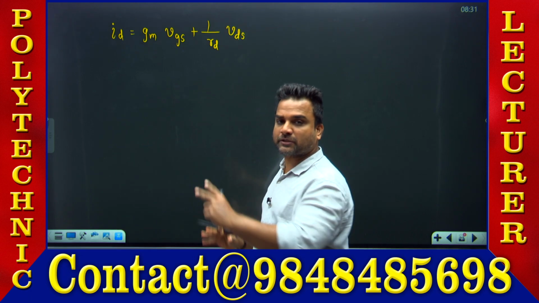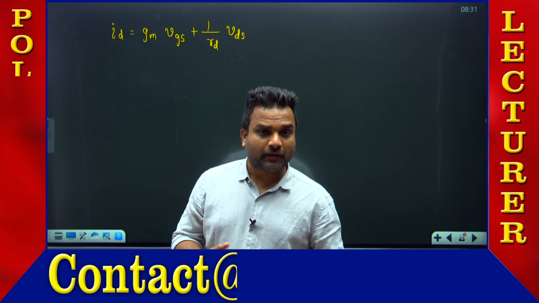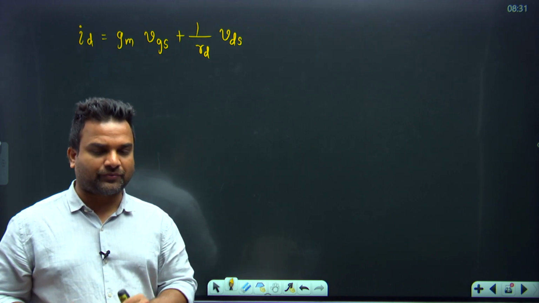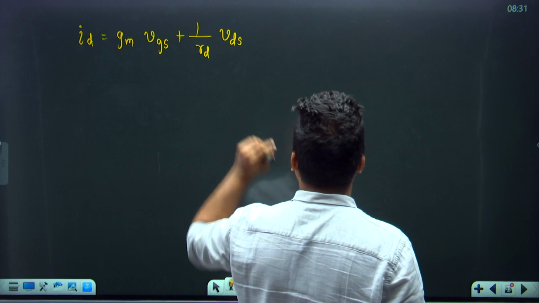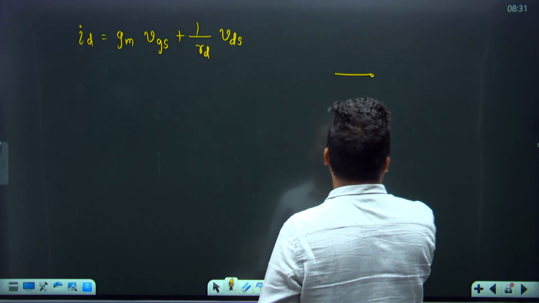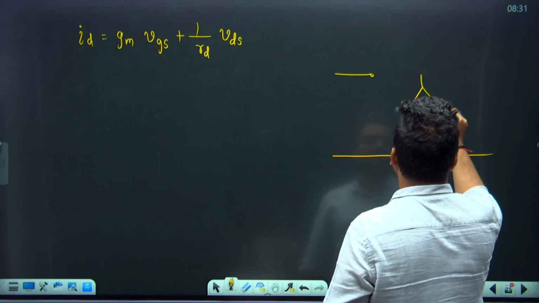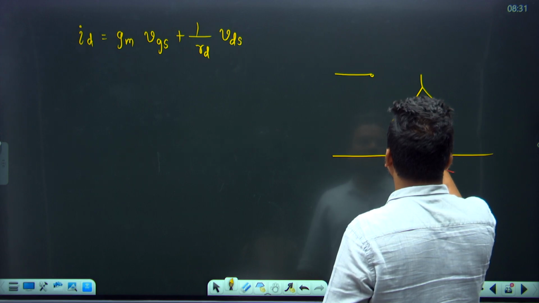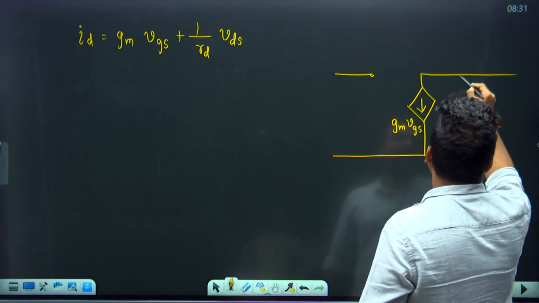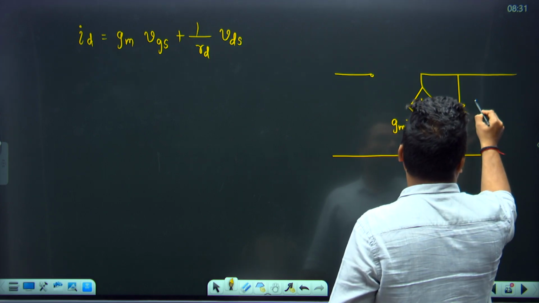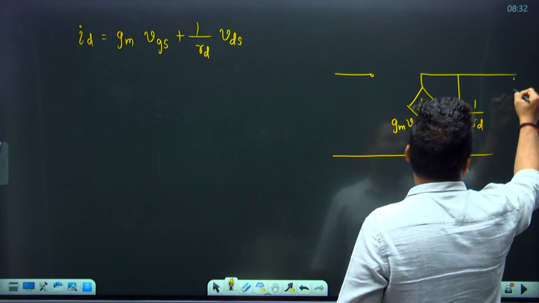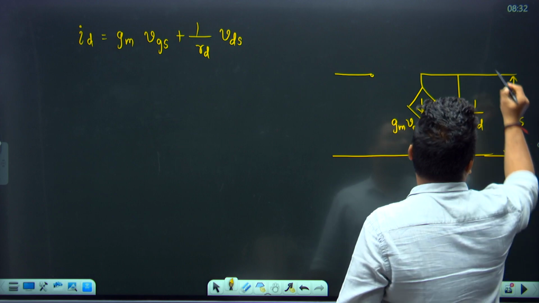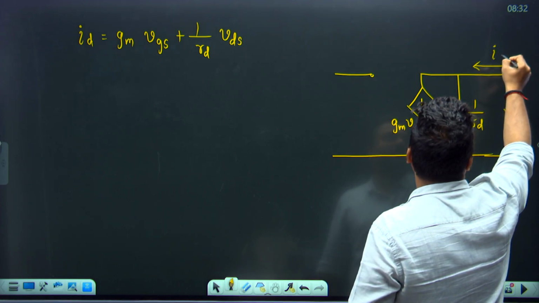Now guys, with this expression you can develop the small signal model of JFET. Coming to the small signal model of JFET, by using this expression it can be represented like this, where it is GM VGS, and this one is 1 by RD. This is the one, VDS. Got it? So the drain current is this ID.